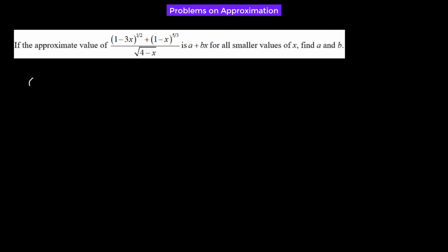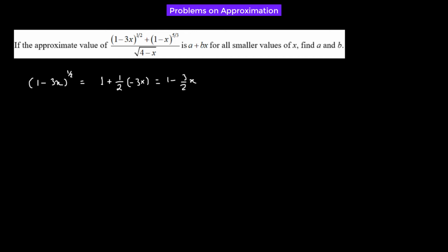So the first binomial expression is 1 minus 3x raised to the power of half. So we apply the binomial approximation theorem. So we'll have 1 plus half times negative 3x. So that would give us 1 minus 3 over 2 times x.